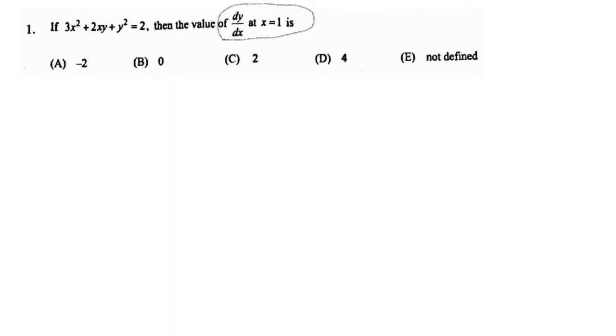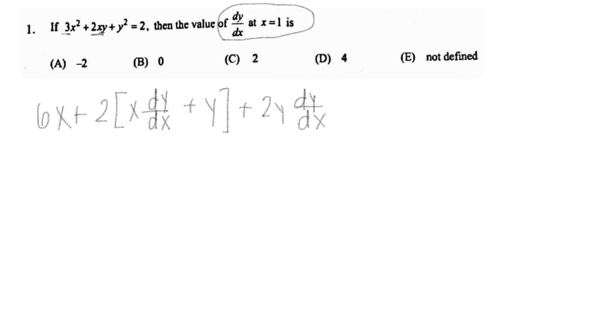So let's see, the first one we're going to have 6x, and then plus 2 times, and remember this is the product rule here, so we have first times the derivative of the second, dy/dx, and then plus second times the derivative of the first. The derivative of x is just 1. And then we have plus y squared. The derivative of that is going to be 2y dy/dx. And all of that would be equal to 0.